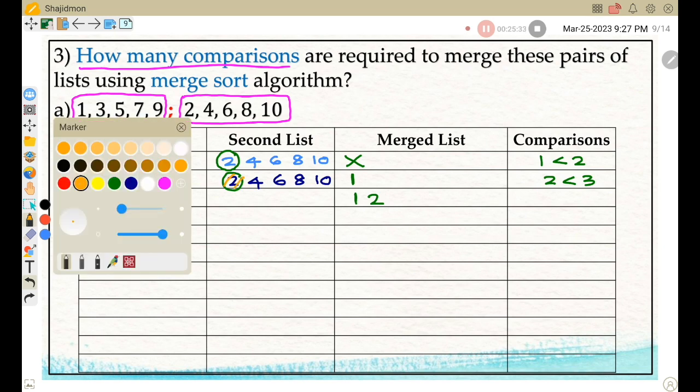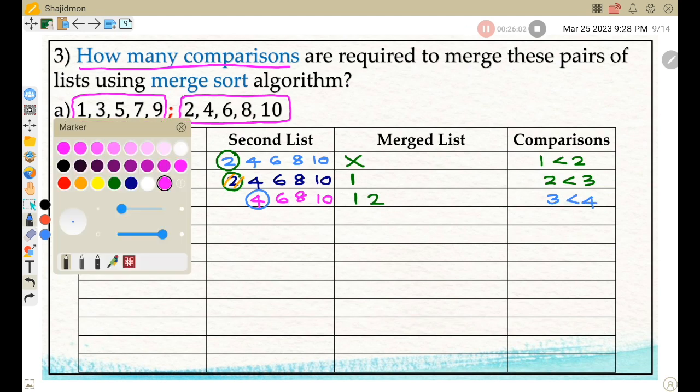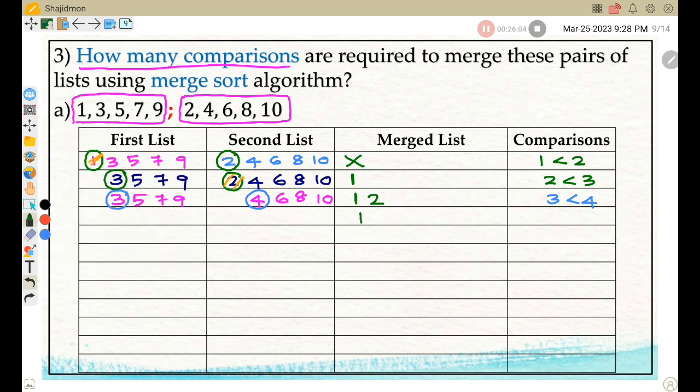Now write the remaining numbers in the next column. Here 3, 5, 7, 9, and since 2 is done, 4, 6, 8 and 10. Correct. Now we compare again. We continue this process recursively. Here 3 and here 4. What is the comparison? 3 is less than 4, so 3 is the smaller number. We select 3 into the list. 1, 2 are already there, and now 3 comes into the sorted list. So 1, 2, 3. This 3 is done now.